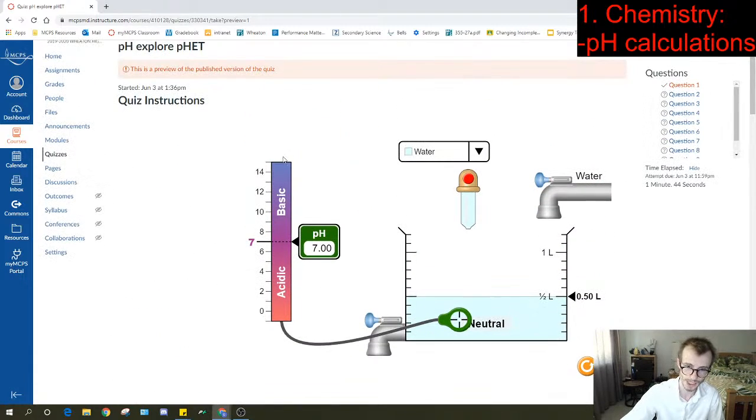We know water has a pH of 7, which is right in the middle of this acidic-basic spectrum over here. So right in the middle at 7, that means neutral. If the numbers are bigger, that's basic. If the numbers are smaller, that's acidic.